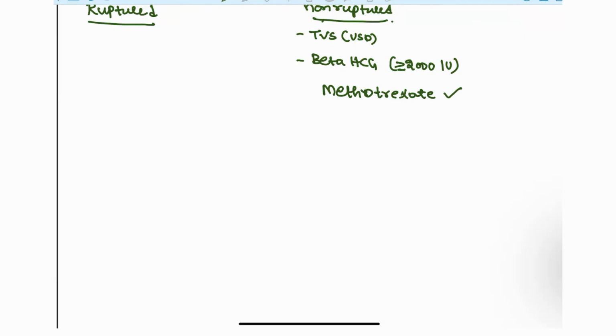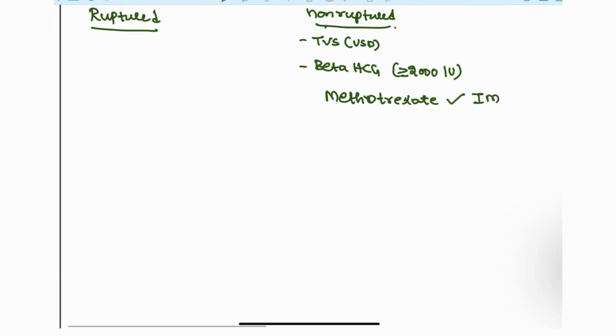Same action. What is the route that we are going to give the methotrexate, guys? It is given IM. And what is the dosage? Usually the dosage is 1 gram per kg that we are going to give for this patient.